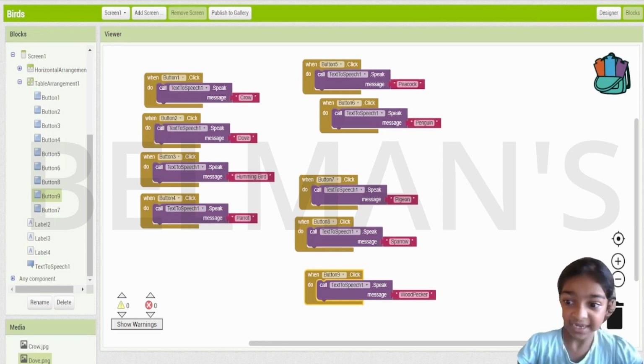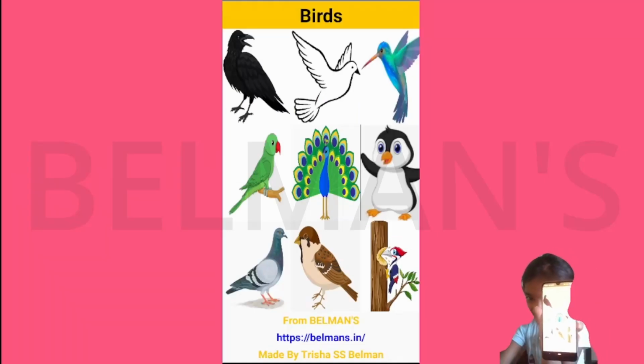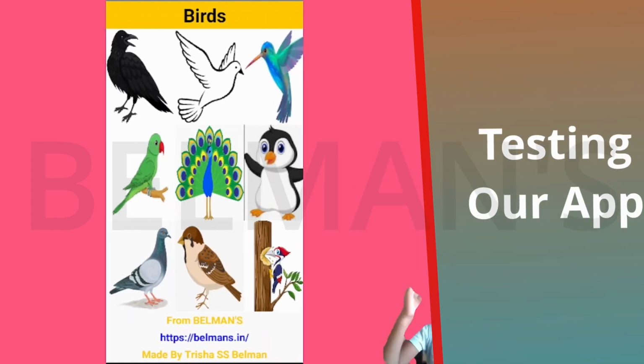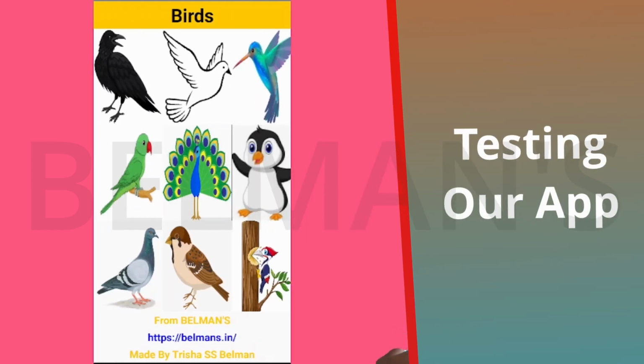So this is the code. Now it's time to preview this app. As you can see, I'm on my mobile, and this is the app. We have a birds label at the top, and then the link and my name over there. And then we have the birds: the crow, the dove, the hummingbird, the parrot, the peacock, the penguin, the pigeon, the sparrow, and the woodpecker.